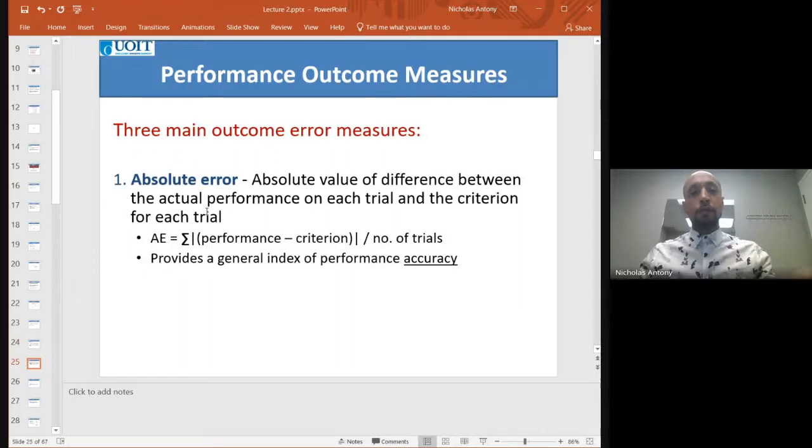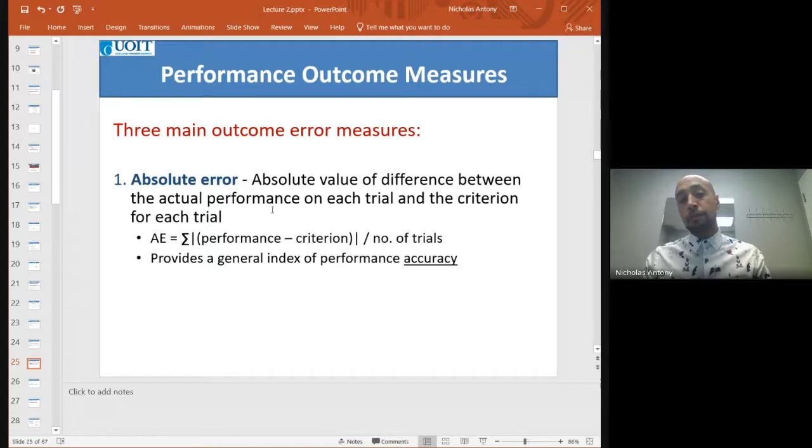So here, think about a trial where you got to do something in a certain amount of time. You can look at how much error the performer had in achieving that goal. And so what you do is you develop a score of absolute error. You look at their performance minus the criterion, and take the absolute value of that divided by the number of trials, and it gives you a general number for accuracy.